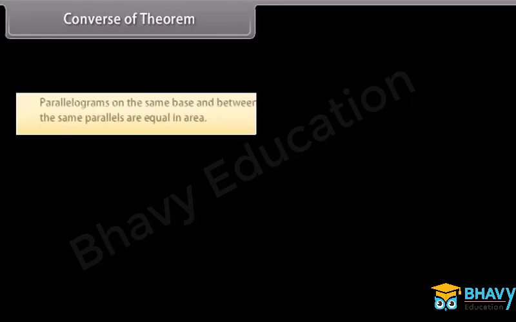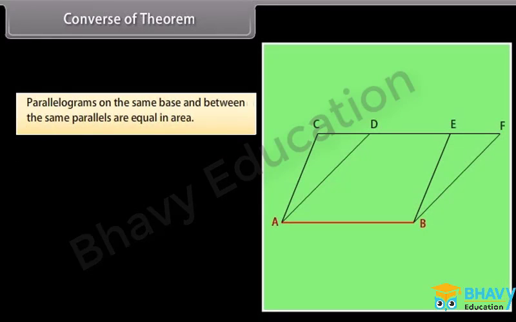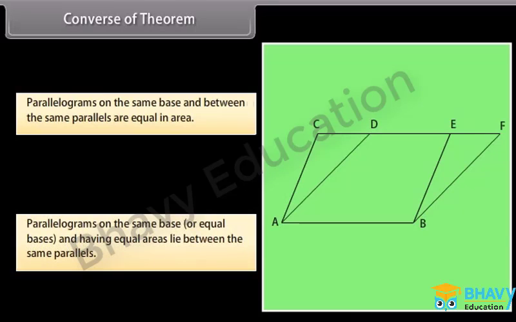Converse of theorem. So we have proved that the parallelograms on the same base and between the same parallels are equal in area. The converse of this theorem is also true, which says that parallelograms on the same base or equal bases and having equal areas lie between the same parallels.